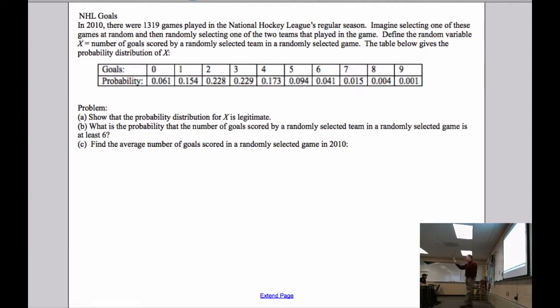Right now, don't do it right now, okay? But this is the rule. You would take this 0, multiply it by 0.061, plus 1 times 0.154, plus 2 times 0.228, plus 3 times 0.229, all the way down. You'd have to type that all in, hit enter, and that would be your expected count. Let's find out how to do it.